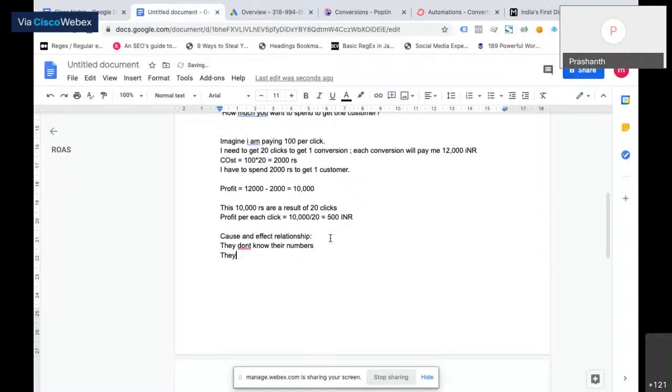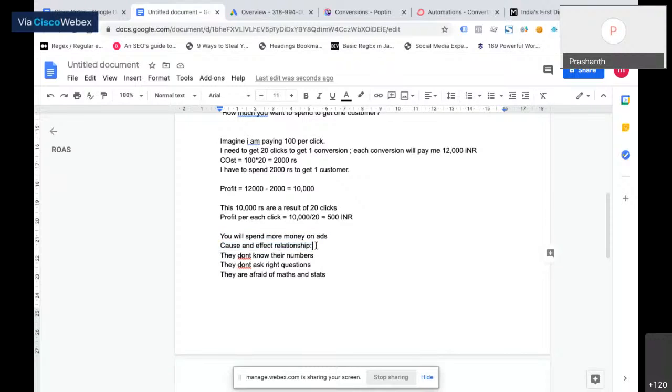They don't know their numbers because they don't ask the right questions. They don't ask the right questions because they are afraid of maths and stats. If only you understand the cause and effect relationship, what happens, you will spend more money on ads only when you know the cause and effect relationship.